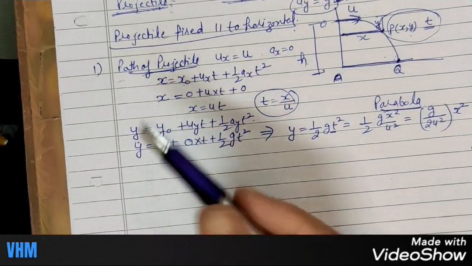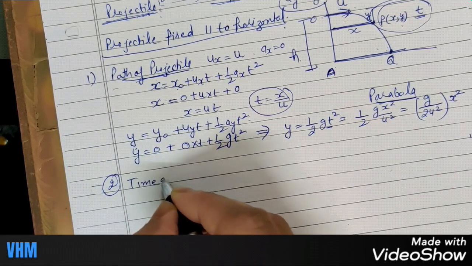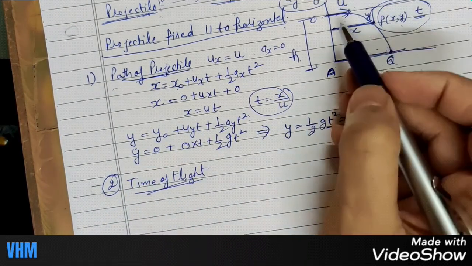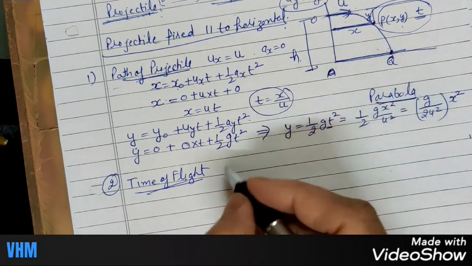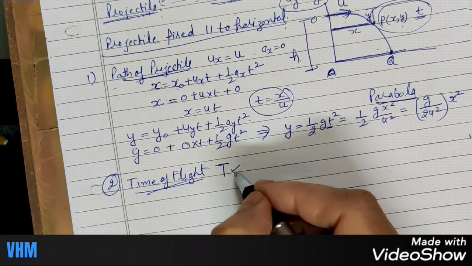So this is the first point. And the second is time of flight. Time of flight means the total time for its flight, the total time to cover this motion, denoted by t.